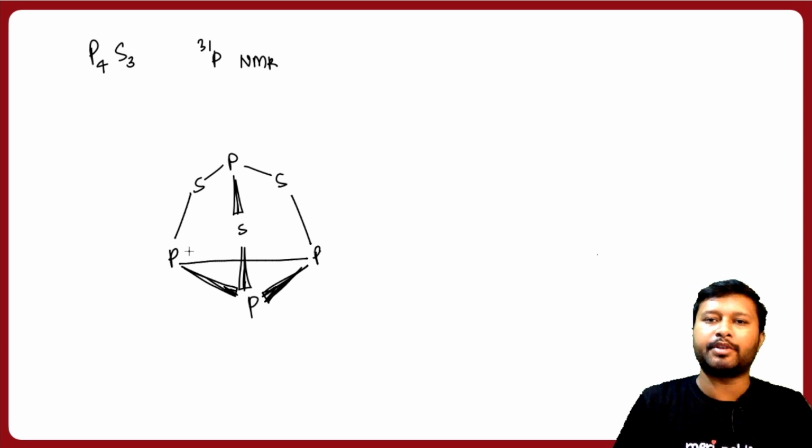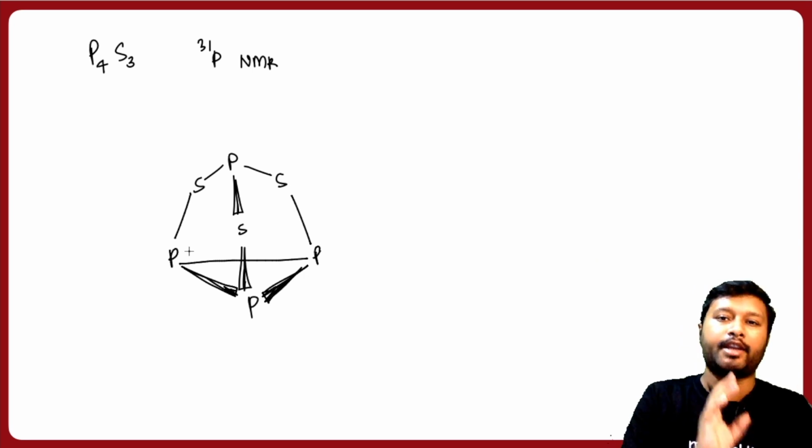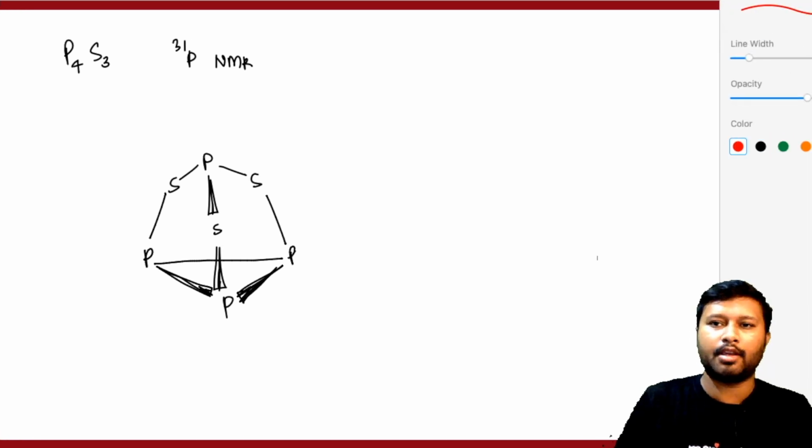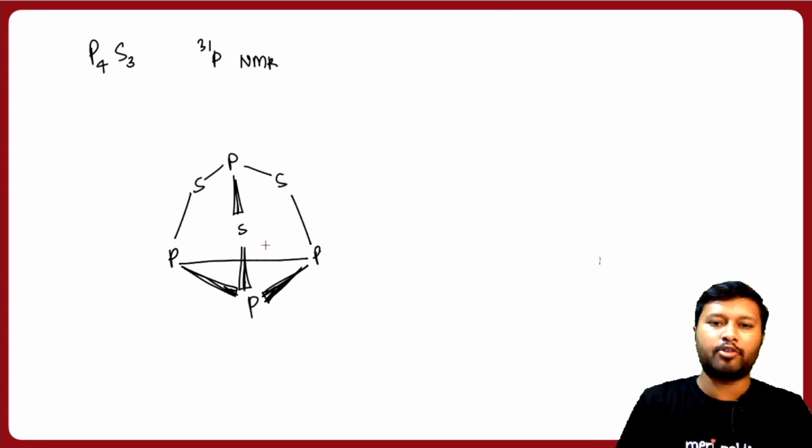Now in this species, first thing is to find out how many types of phosphorus you have, because you can see all phosphorus are not equivalent to each other. So basically you will find out that there are two types of phosphorus. Phosphorus of type A, which is attached to 3 sulfurs, whereas these phosphorus are attached to sulfur and 2 other phosphorus. So this is phosphorus of type B.